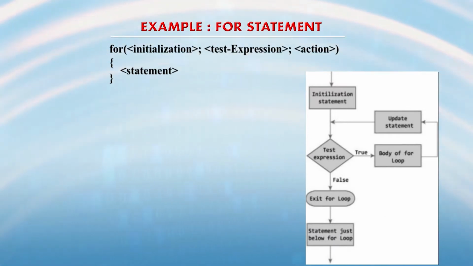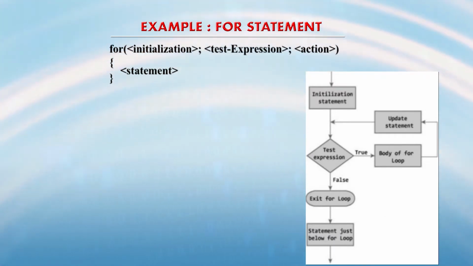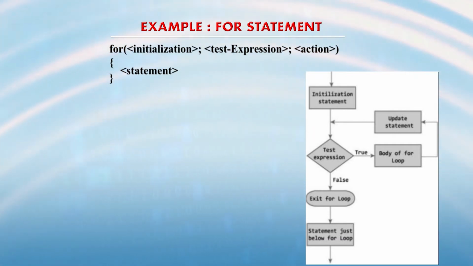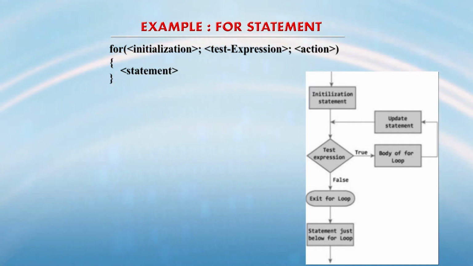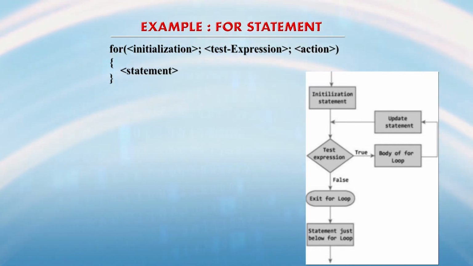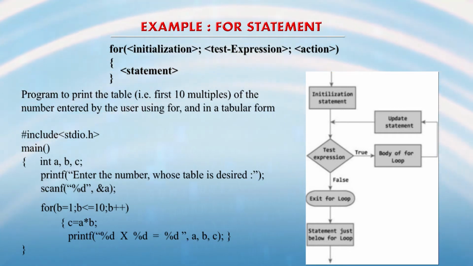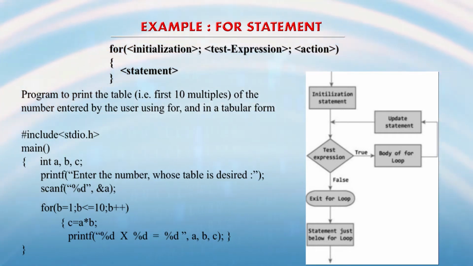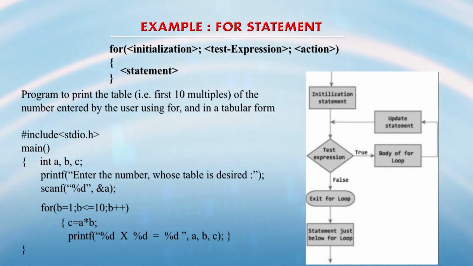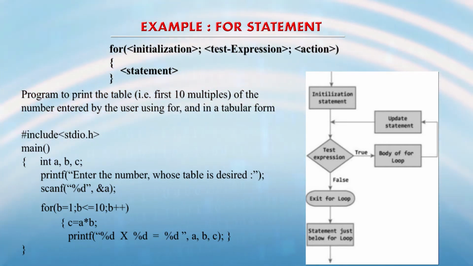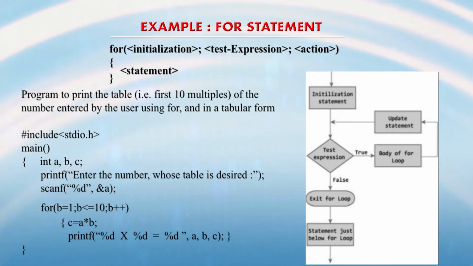So, let us firstly discuss the for statement. As I literally said, the construct is for initialization, test expression and action, then we have a set of statements. Now, let us understand this construct with the help of an example program to write the table of a number entered by the user. So, #include <stdio.h> is the first line to be written.